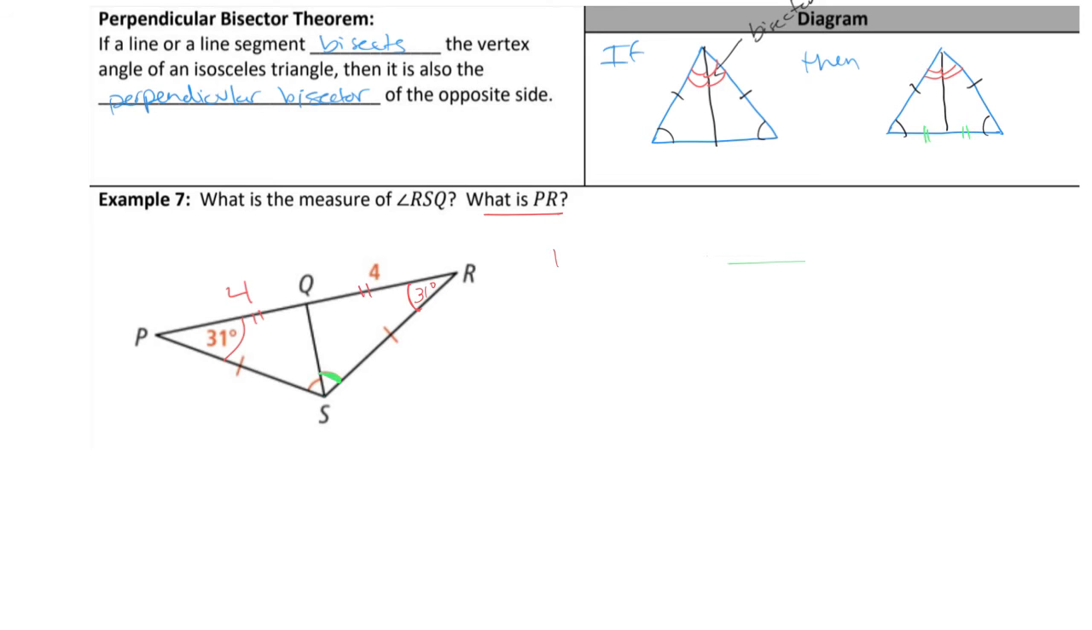So we can answer what is PR. Well, PR is equal to PQ plus QR, right? And by the bisector theorem, we know that PQ is 4, and QR we are given is 4. So we know that PR is equal to 8. Now we just need to find RQS, or sorry, RSQ.